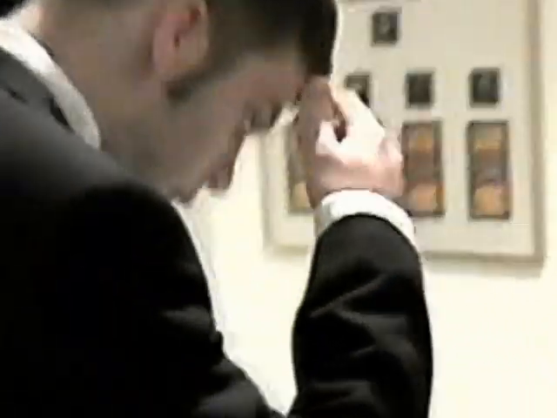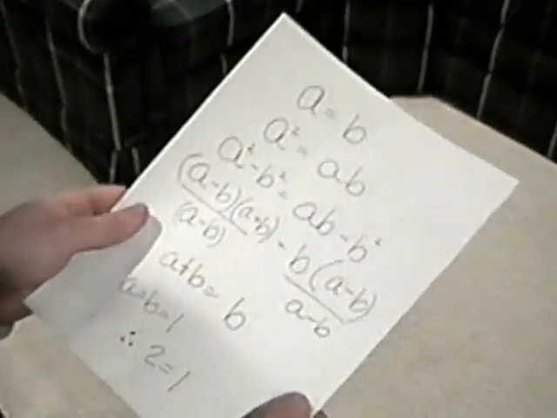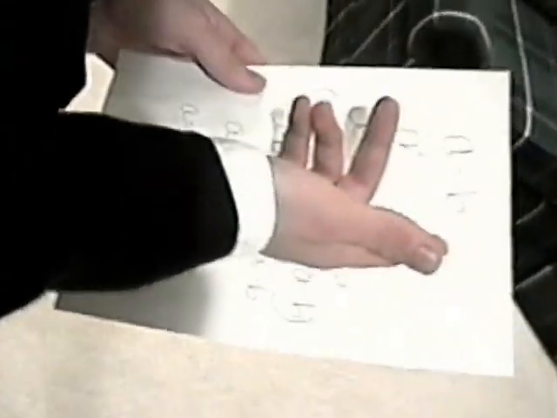Oh, this is crazy. 2 equals 1. Never seen anything like it. So multiplying both sides by a. Wait, stop. A equals b. Multiply both sides by a. A squared equals ab, right? Makes sense to me. Looks good so far.